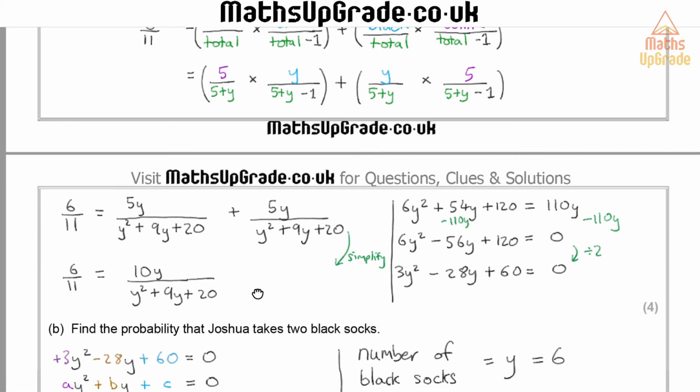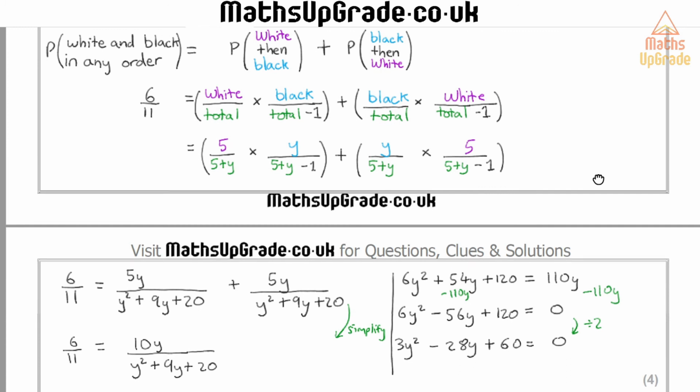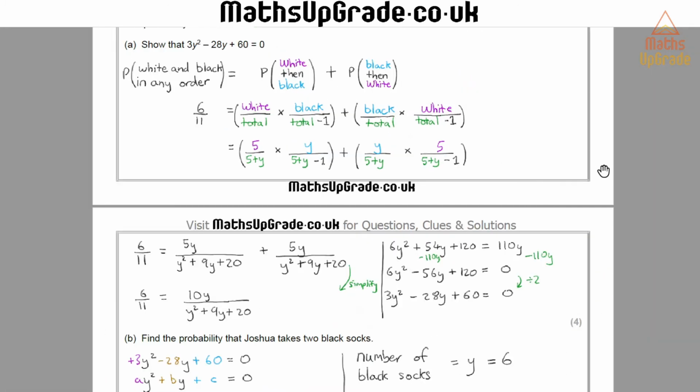What I'm going to do here now, just doing it on this side since I've run out of space, I'm just going to cross multiply. So I'm going to multiply the numerator here by 11 and the numerator here by the denominator here. Then when I collect like terms and I just divide by a factor of 2, since everything here is an even number, I get 3y squared minus 28y plus 60 equals 0, which is what I had to show in the question. So that there was worth 4 marks for that question.